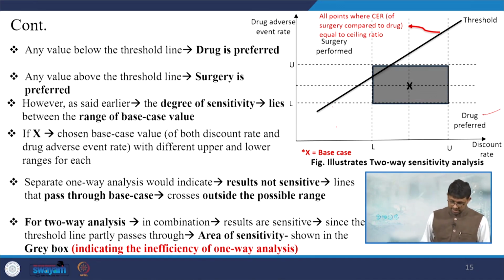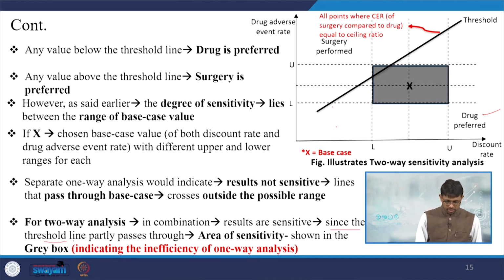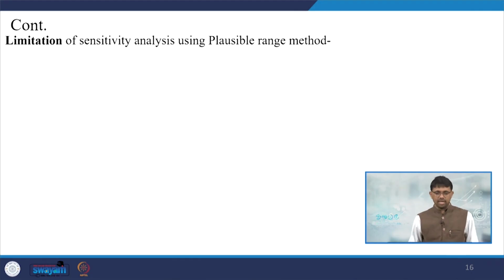Like in this case, we will take the combination of these two aspects. In that case results are sensitive, and since the threshold line only partly passes through the area of sensitivity, which we have just highlighted in the grey box, this indicates the inefficiency of one-way analysis. Okay. So, if it is just passing through a very small portion of it, that means the one-way analysis is not giving a better sensitivity analysis.